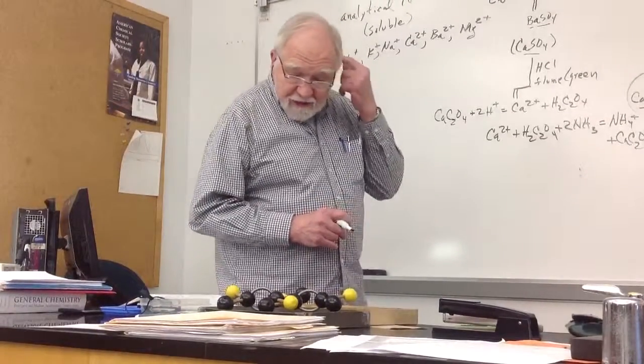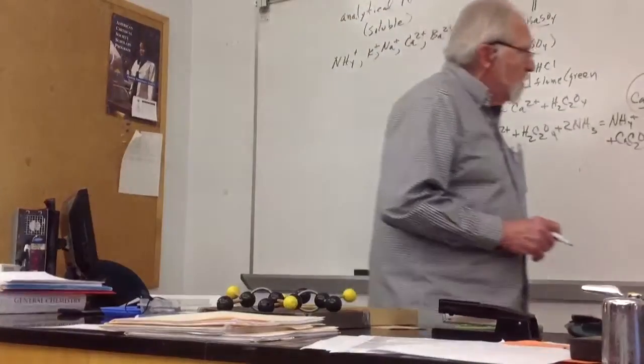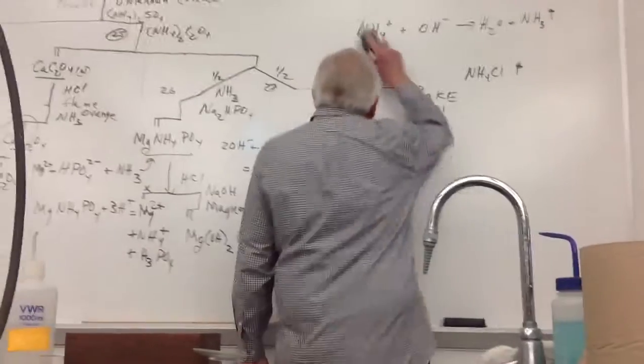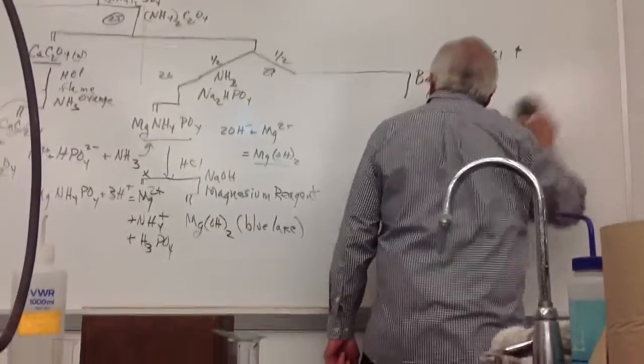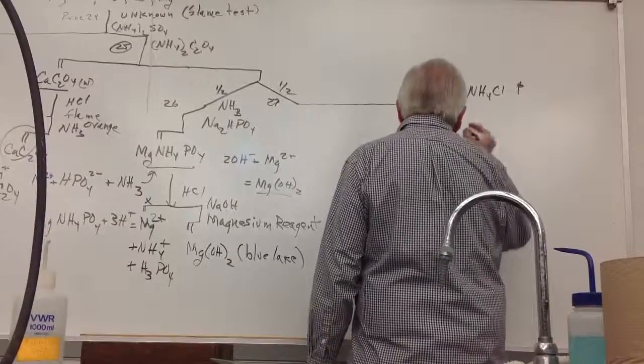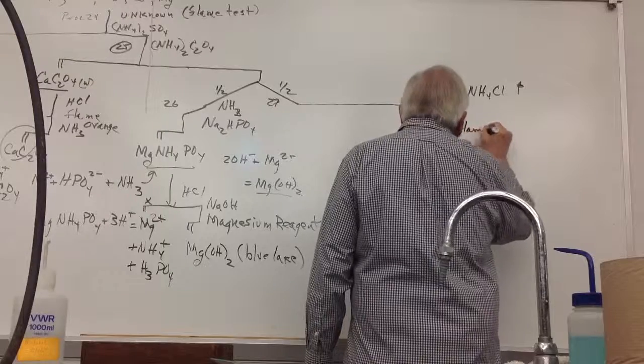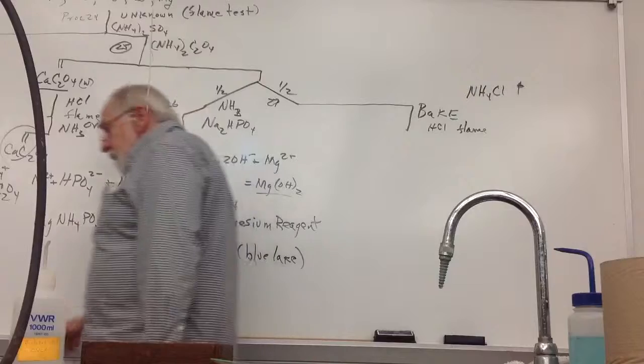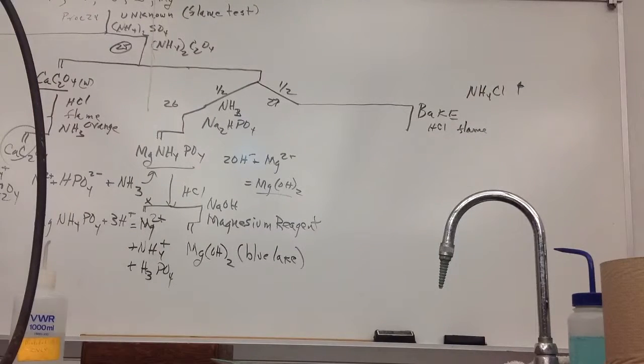So what you're doing is you're baking it to get rid of the ammonium. And then after you get rid of the ammonium, you add some more HCl. And then you do the flame test. Do some flame tests in a minute. But then you bake it again. And get it completely dry.